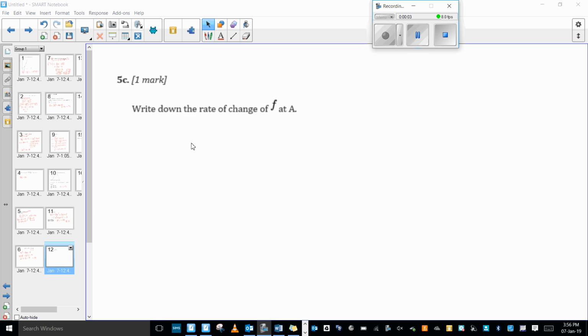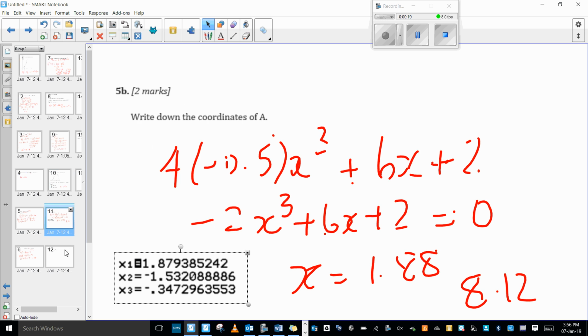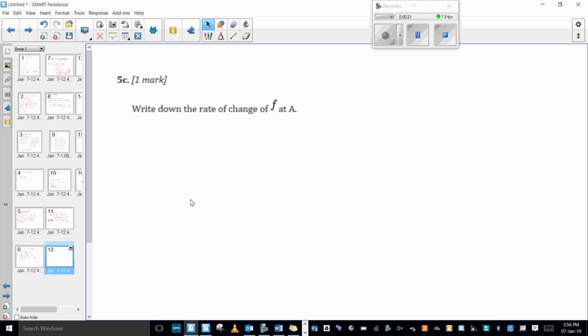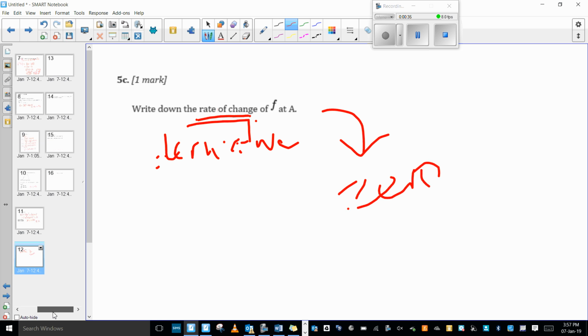Okay, so the next bit, when it says the rate of change, remember, rate of change is derivatives. So at A, the rate of change would be 0, because we know that at any maximum or minimum point, the derivative is 0. The key thing is that rate of change indicates we're talking about derivatives, and so therefore it would be 0. It's only worth 1 mark, so you don't need to give any more information.